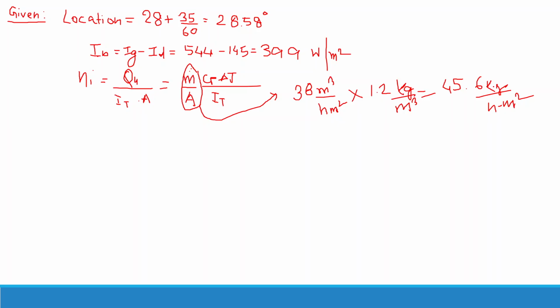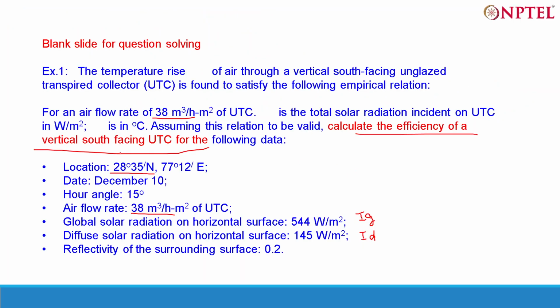Another thing is to identify what is given here. I think there's an empirical relation which is not copied here. That is something around del T varies as 0.03 I_T plus 3.2. Okay, so this was a relation. Now mark it as one.